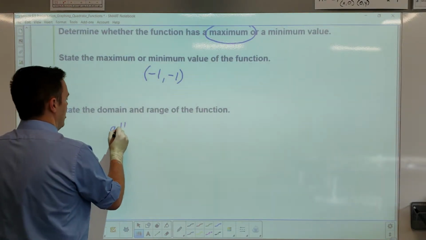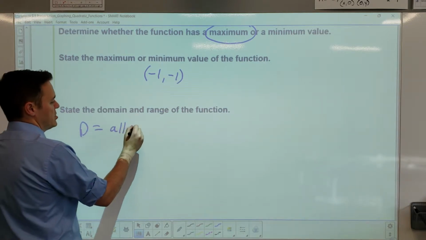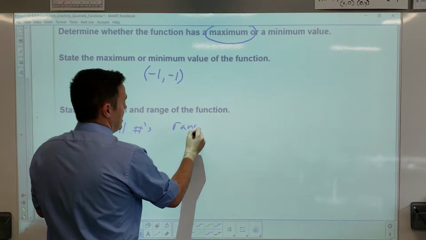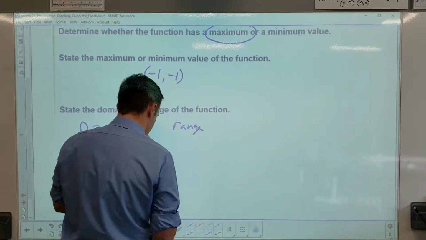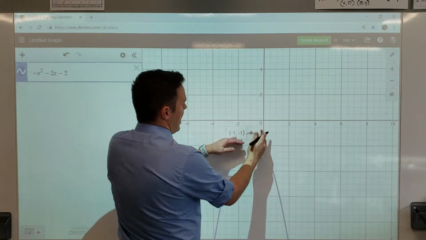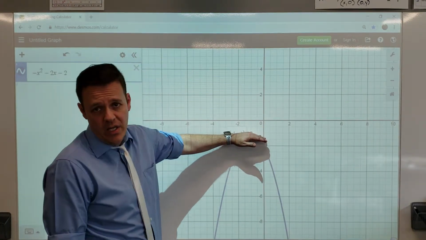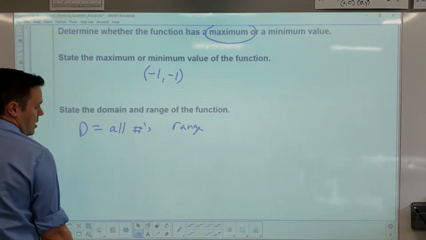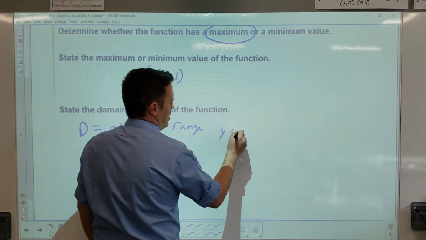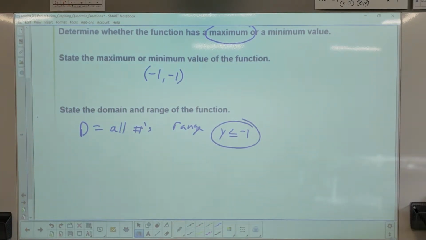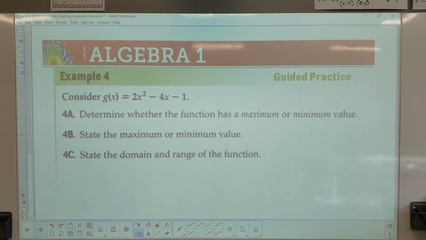Domain is all real numbers, okay? My range, if you guys look at it, where does it go up on the graph? The height is negative 1, so y is going to be every value less than or equal to negative 1. All right, ladies and gentlemen, flip your paper over and do that one, please.